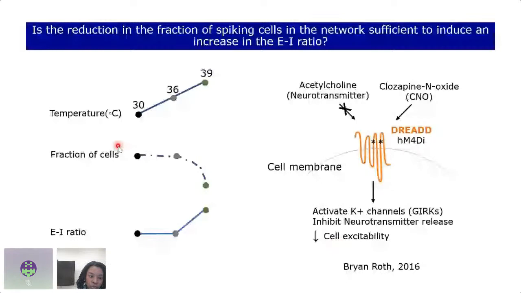So what we aimed to do was, at 36 degrees, where we knew the fraction of cells spiking in the network was stable, so there was no change from 30 to 36, activate these inhibitory DREADDs. In doing that, we are hoping to see a reduction in the fraction of cells spiking in the network, and in turn, that should produce an increase in EI ratio, if in fact this reduction in the fraction of cells was necessary and sufficient to produce an increase in EI ratio.